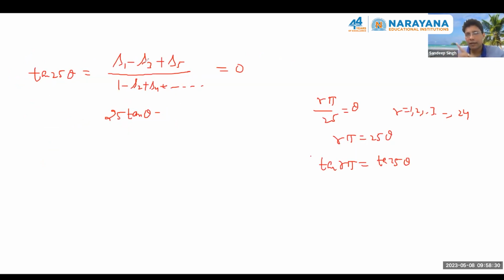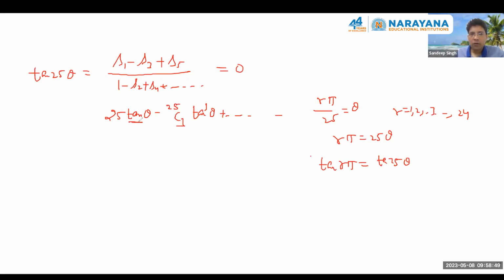What will S3 mean? Taken 3 at a time. So how many terms will be there taken 3 at a time? Tell me how many terms will come. 25 C 3. Yes. Into what? Tan cube theta. Correct. So this is how the terms will go on. Like that. Tan theta cannot be 0.